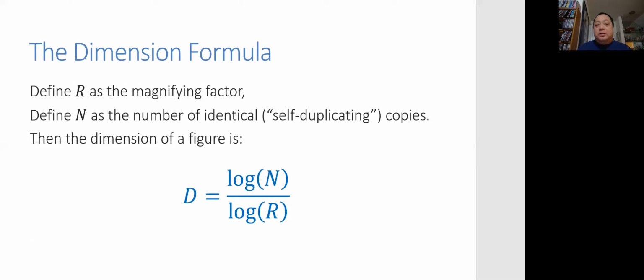I define r and n according to what I've been doing. r is the magnifying factor. How much do I magnify by? And n is how many identical copies I get. Then d is equal to log of n divided by log of r. So I'm ready now to compute the dimension of a fractal figure.